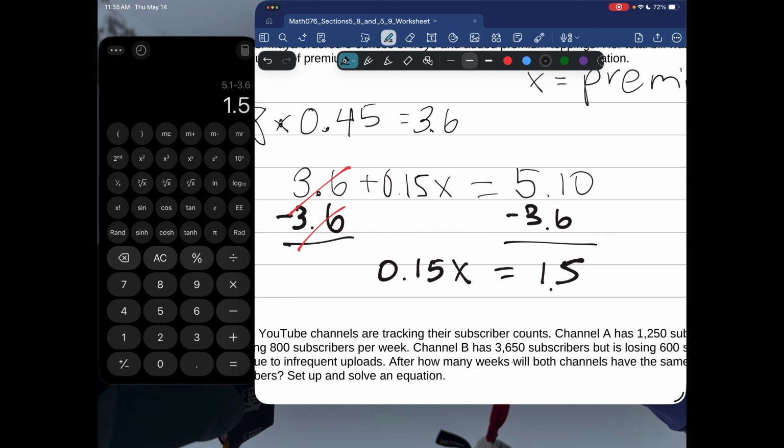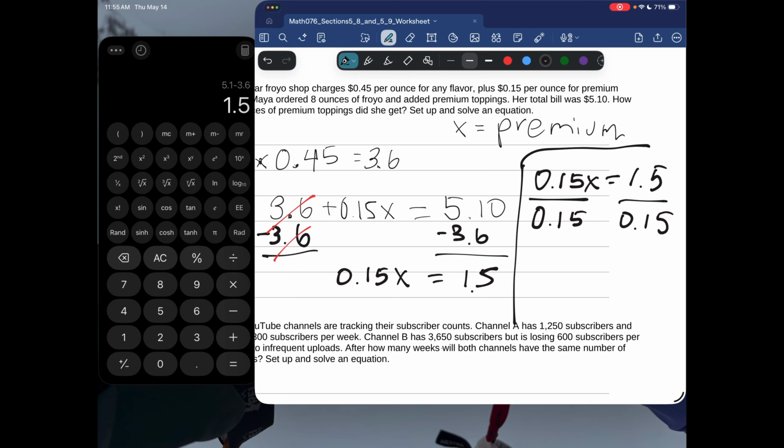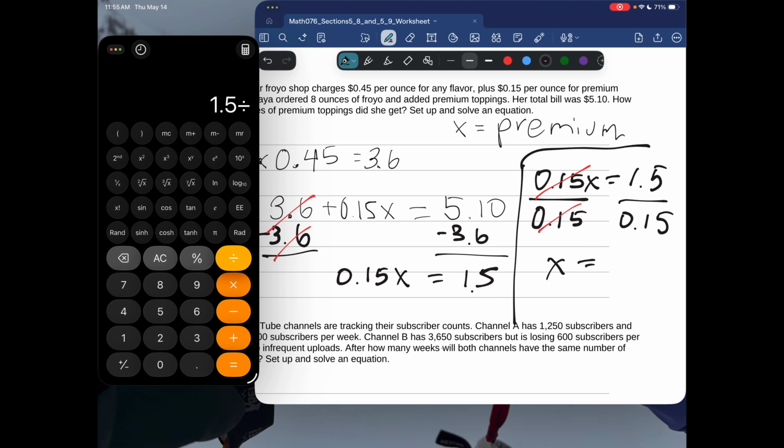And now I want to solve for x all by itself. I'm going to write up here because I'm running out of room. 0.15x equals 1.5. I'm going to divide both sides by 0.15. And on the left, these cancel, so I'm left with just x. And I'm going to put this in my calculator. 1.5 divided by 0.15 equals 10. She got 10 premium toppings. Woo! Delicious.